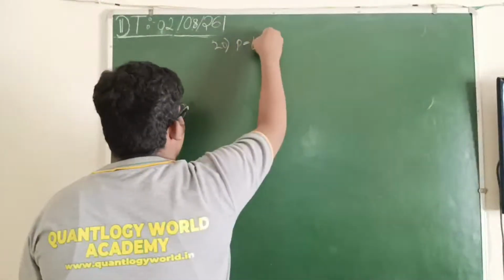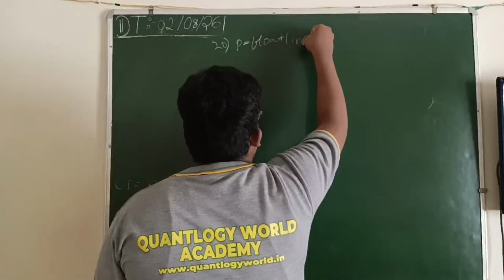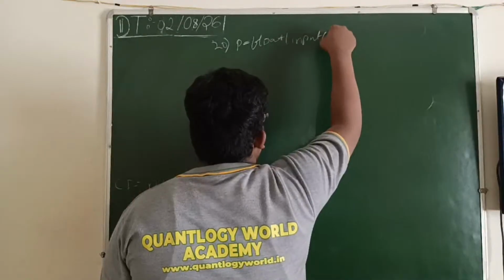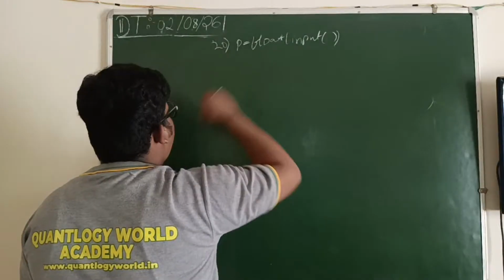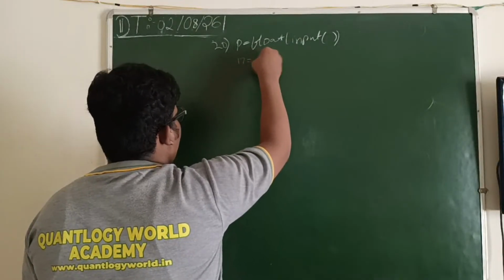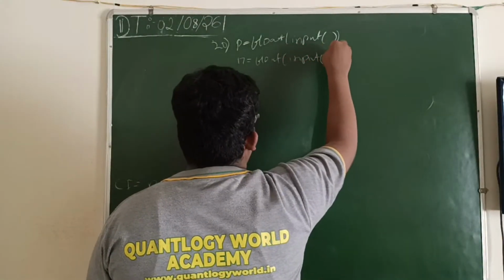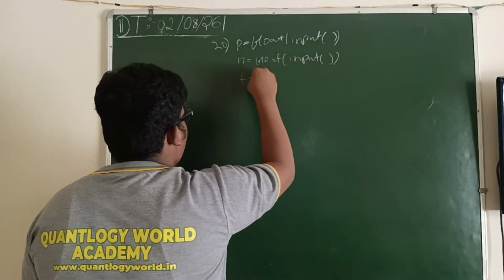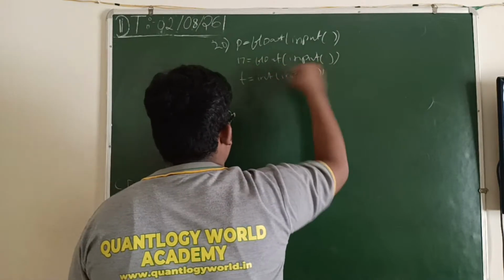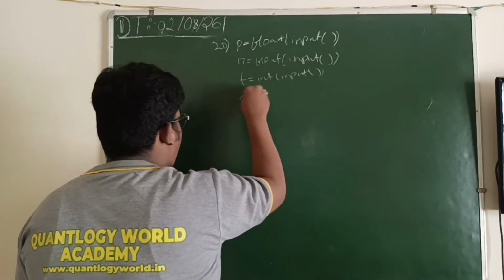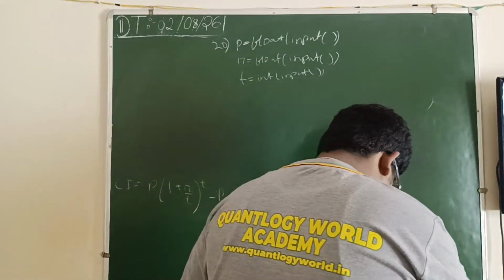P equal to float input, then we'll write R equal to float input, T equal to int input. Now write the code for compound interest.